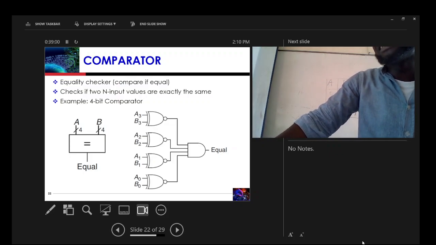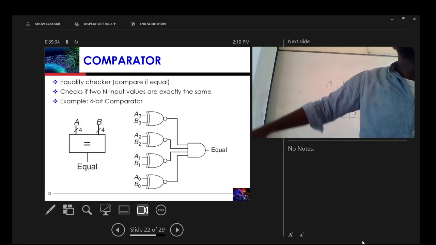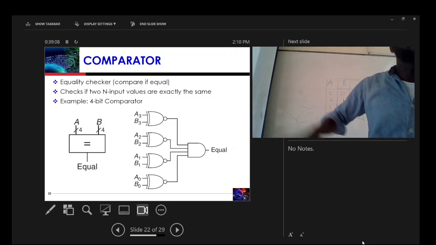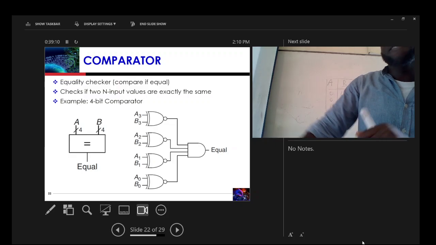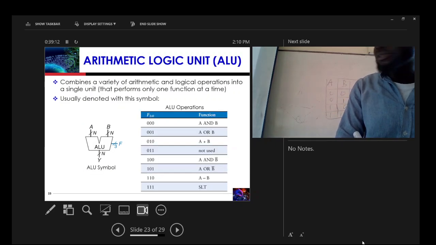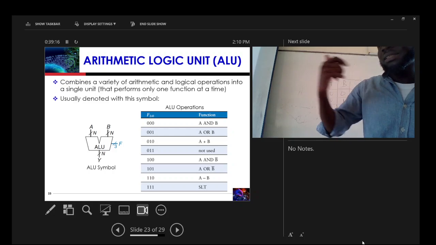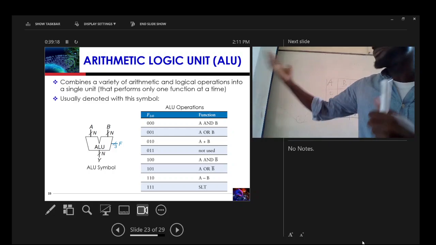So this is the architecture of the inner construction of a 4-bit comparator. You don't have to go through that. This is the example, the question I give, and this one will come in your exam. So it's just something like this.